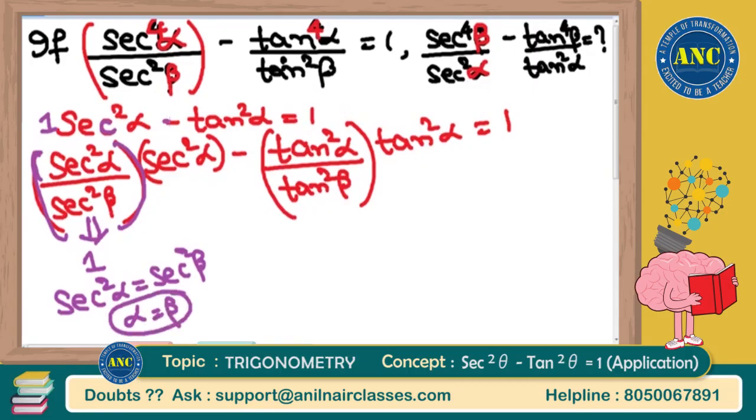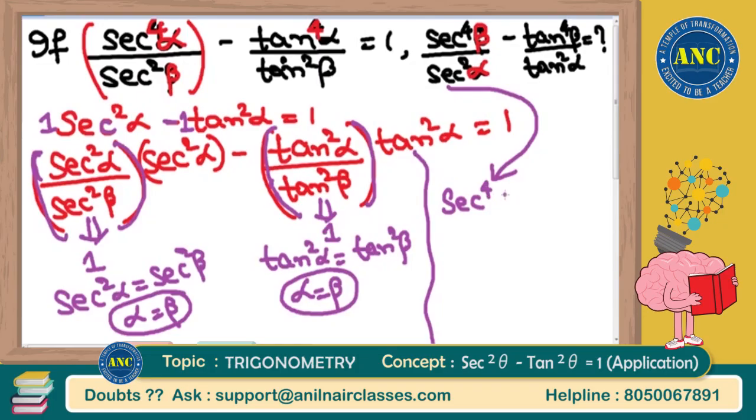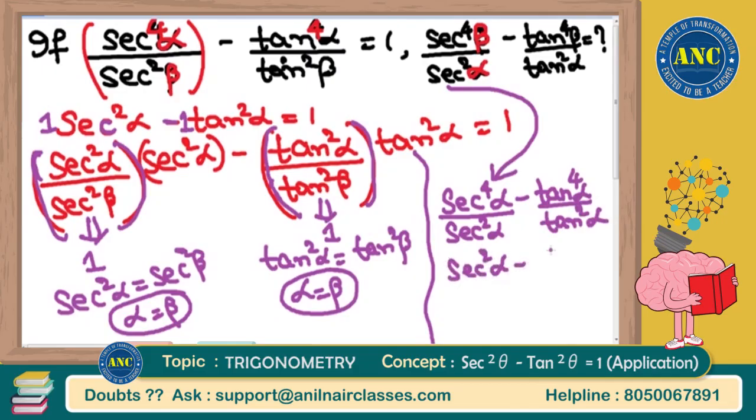Similarly, the coefficient of tan square is 1, but here the coefficient of tan square is this one, and that should be equated to 1. That means tan square alpha by tan square beta is equal to 1. So secant beta to the power of 4, with beta written as alpha, divided by secant square alpha, minus tan alpha to the power of 4 divided by tan square alpha, gives secant square alpha minus tan square alpha. The value is 1. Answer for this question is 1.